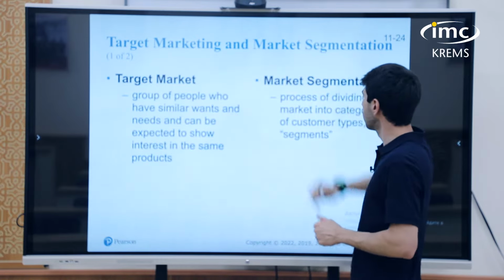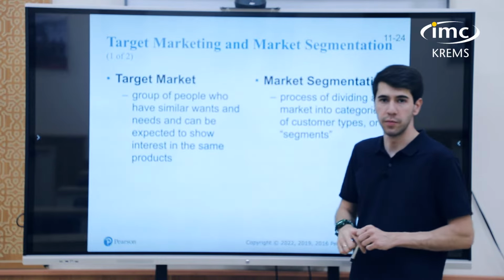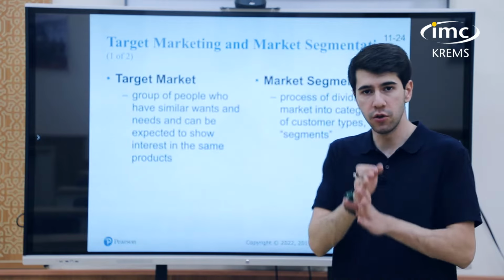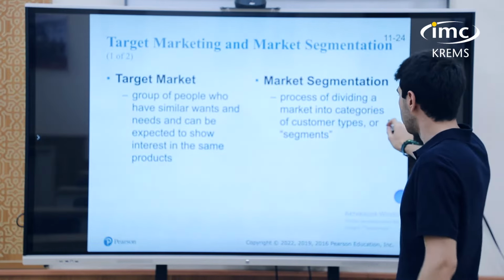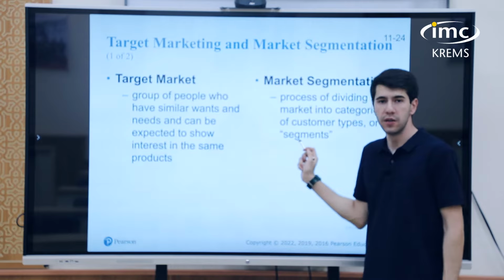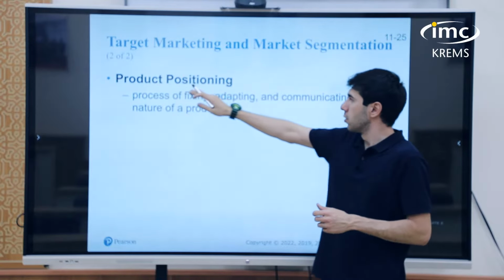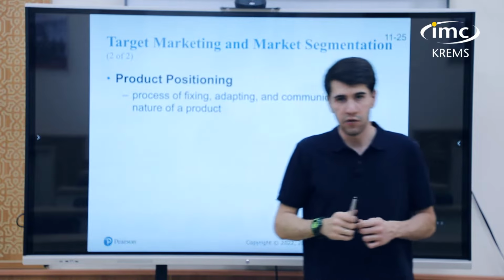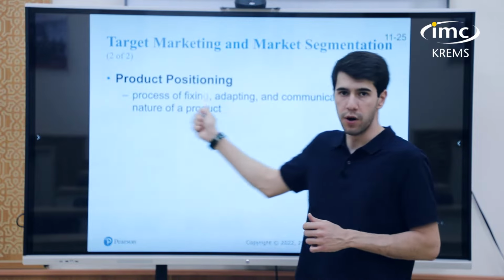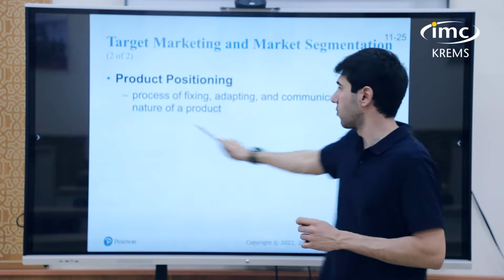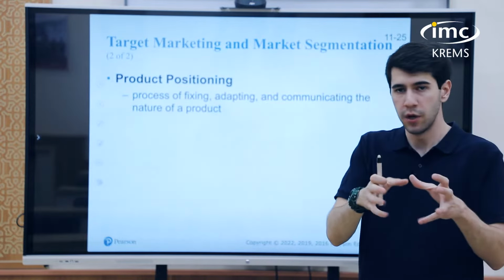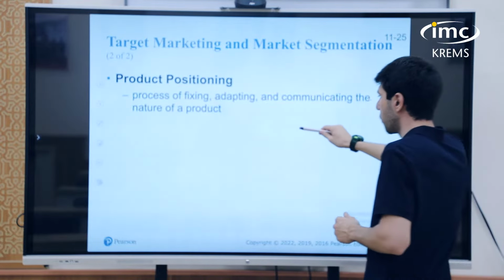Okay, let's continue with the market segmentation. Market segmentation is the process of dividing market into different categories of the customer type or segments. So let me explain about product positioning in this case. There are 3 very important parts of the marketing, as long as product positioning is the process of fixing your product, adapting and communicating it with the nature of your product.